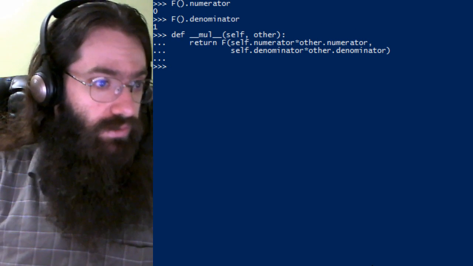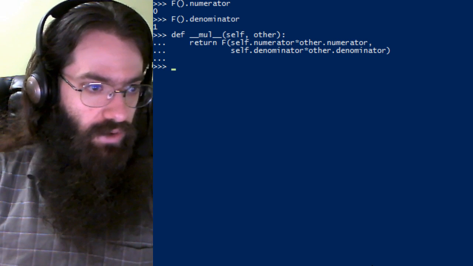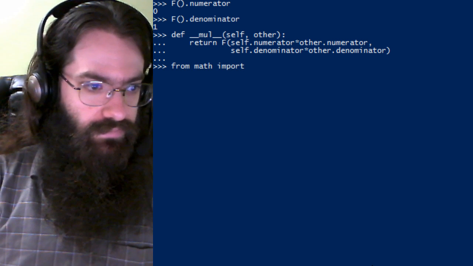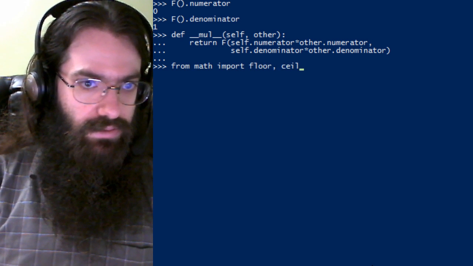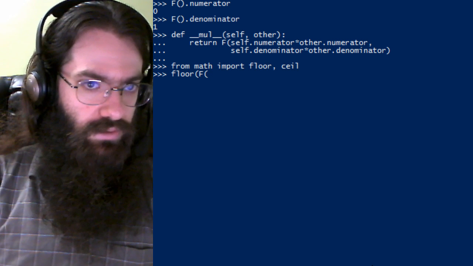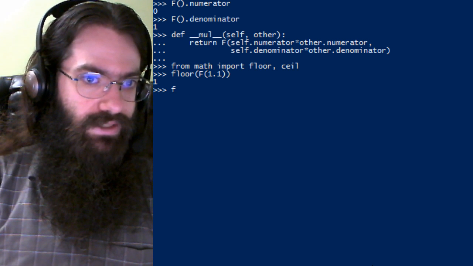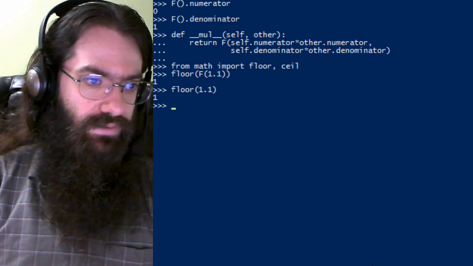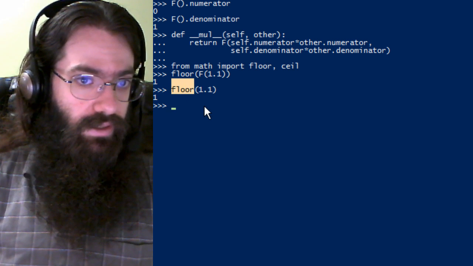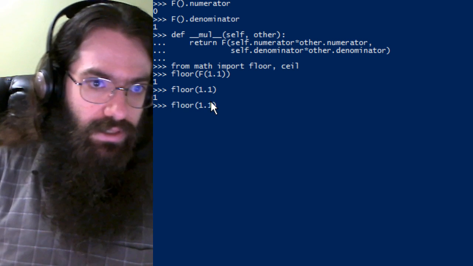So what do we have? We have a floor magic method, and it returns the greatest int which is less than or equal to self, can be accessed through math.floor. Let's import some more stuff. Floor and ceil. So how about floor of fraction 1.1 is 1, because the floor of 1.1 is 1. So when we call the math.floor function, it will look up the floor magic method. Same for ceil.